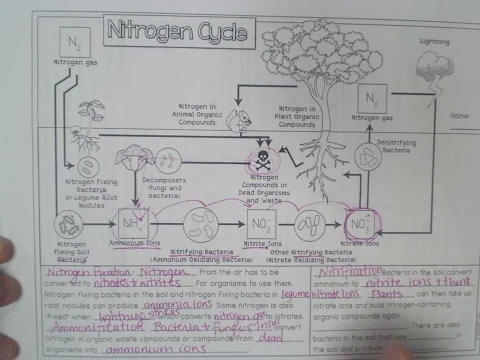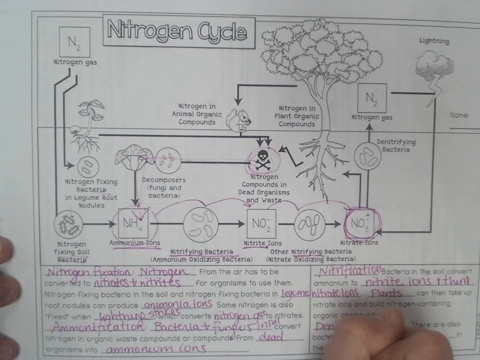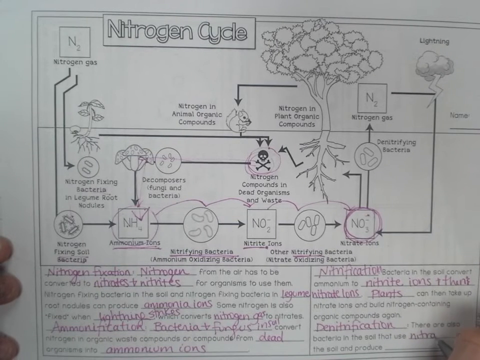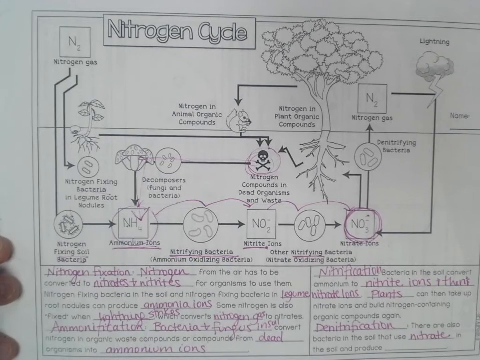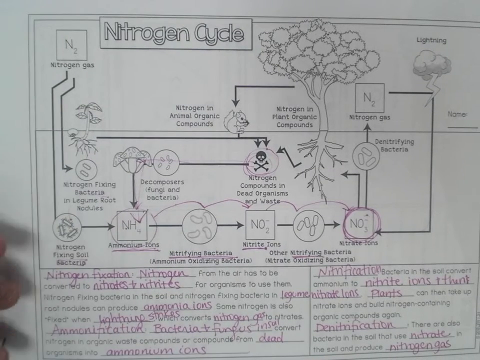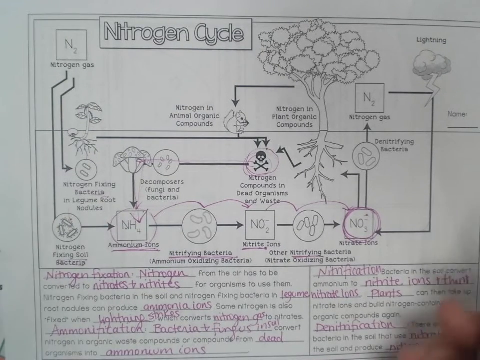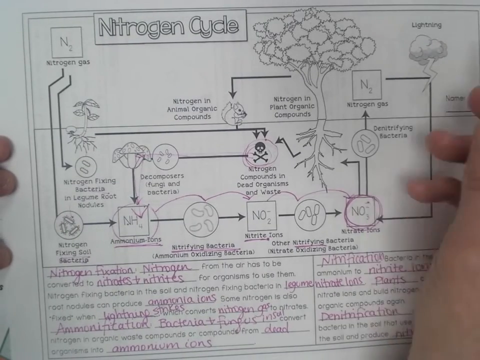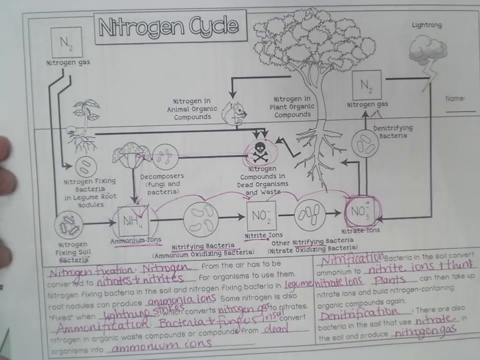Okay, and the last process is denitrification. There are also bacteria in the soil that use nitrates in the soil and produce nitrogen gas. So it kind of undoes it. So these bacteria use up the nitrates and now gas is released.